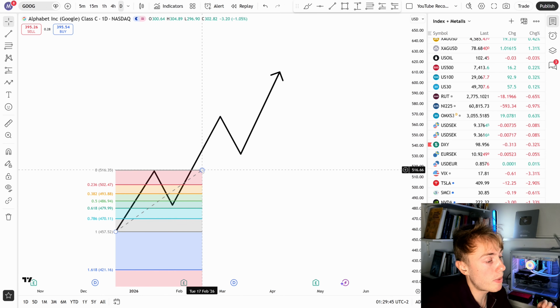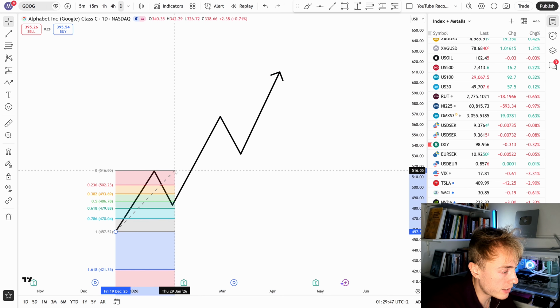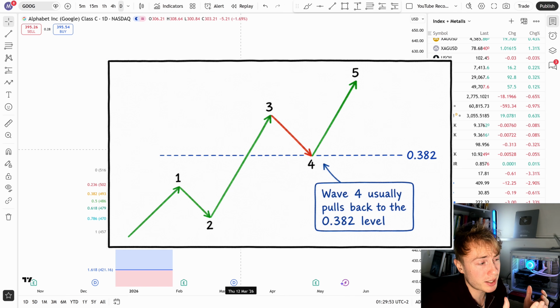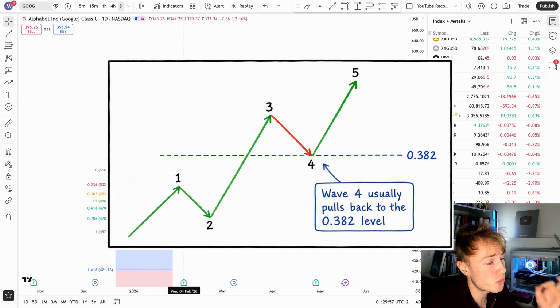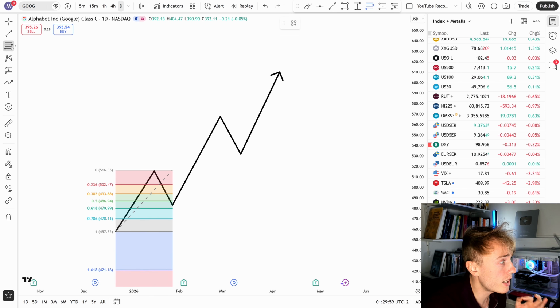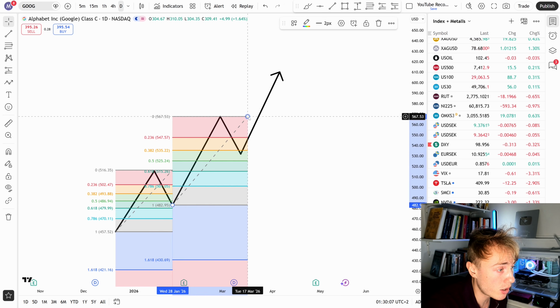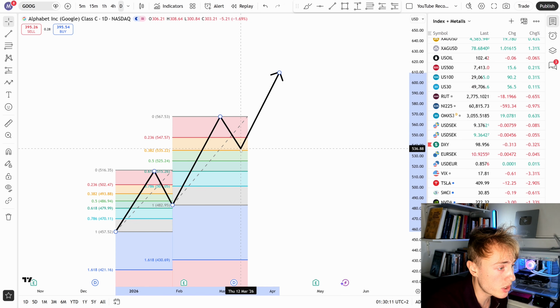But now also remember that wave 4, to make it a little bit more clear, let me draw the Fibonacci a bit here. Wave 4 is usually a little bit more shallow. So it usually pulls back to the 0.382. So what we now need to do is measure wave 3. So we anchor once again from the low of wave 3 to the high of wave 3. And as I said, this pullback usually ends around 0.382.